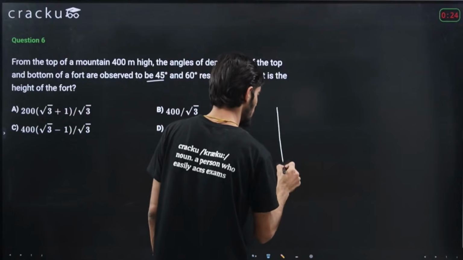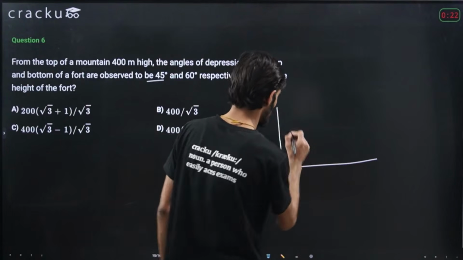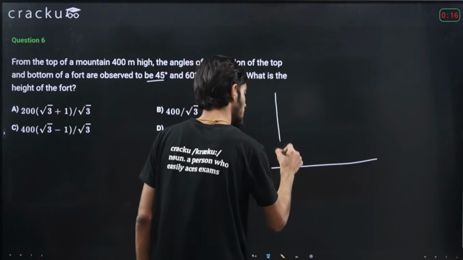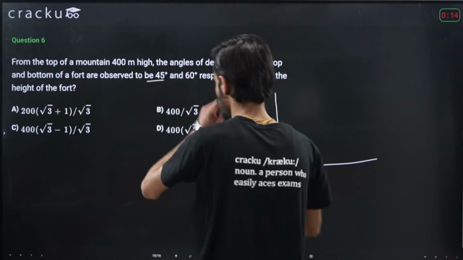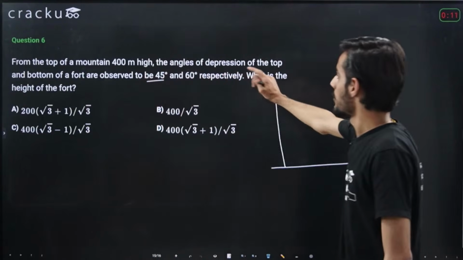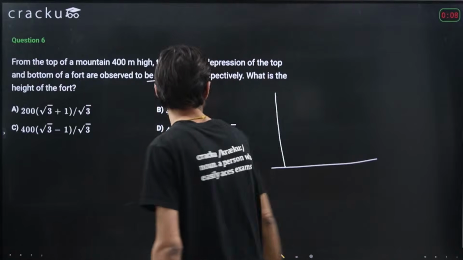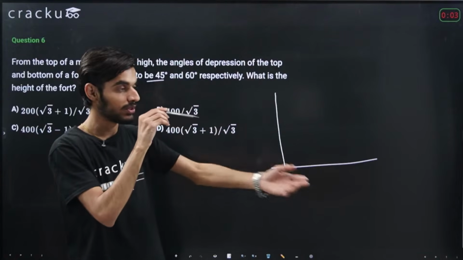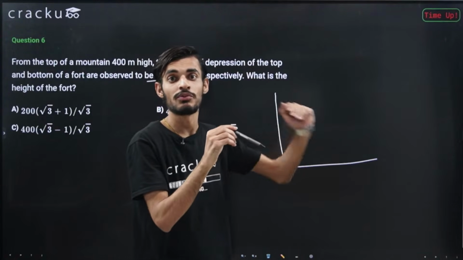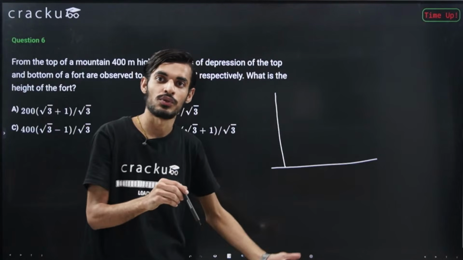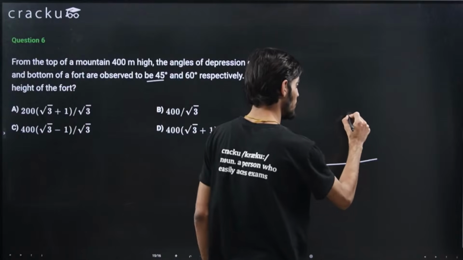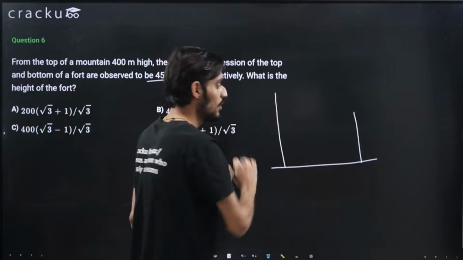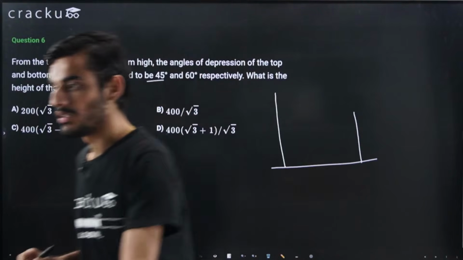One more important thing that you can note here is that this is the height of the mountain, and from the height of the mountain, you are getting the angle of depression of the top as well as the bottom of the fort. So for the angle of depression, we are looking down, right? If this is my eye level, for the angle of depression I am looking down, and by looking down, I am able to see the top of the fort. That means the height of the mountain is more than the height of the fort. So the height of the fort is less than the height of the mountain. So this will be less than this.